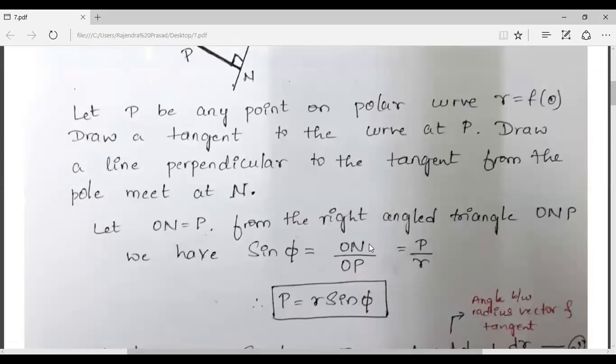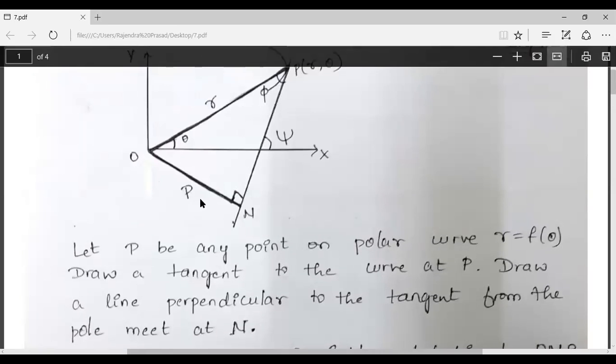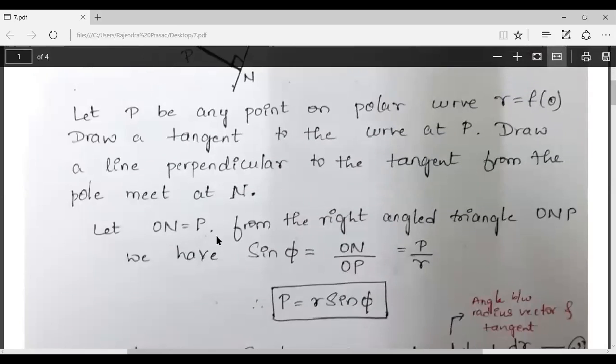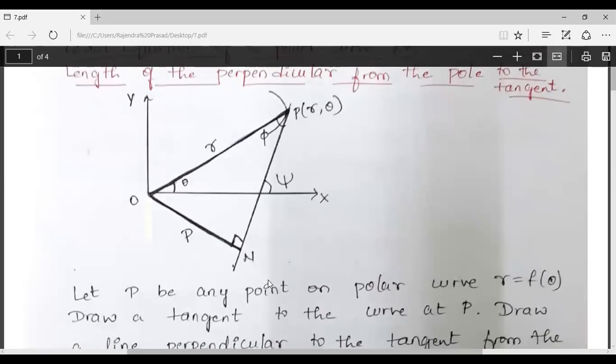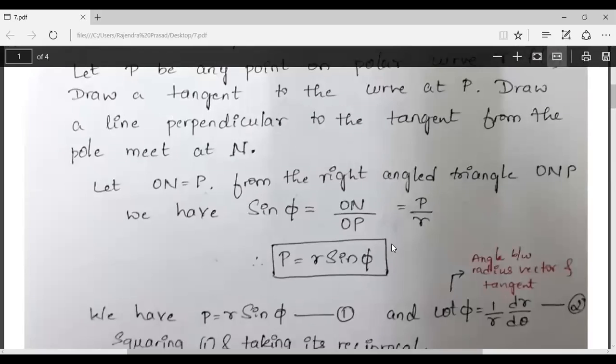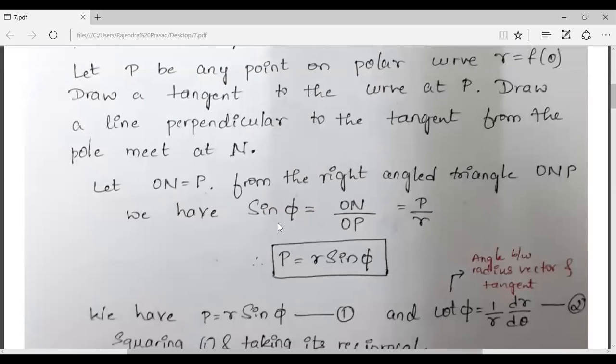Sin psi is equal to ON by OP. So ON is equal to p, and OP is equal to r, right? So obviously we get p by r. Sin psi is equal to p by r. By cross multiplication, p by r is equal to sin psi, so p is equal to r sin psi.